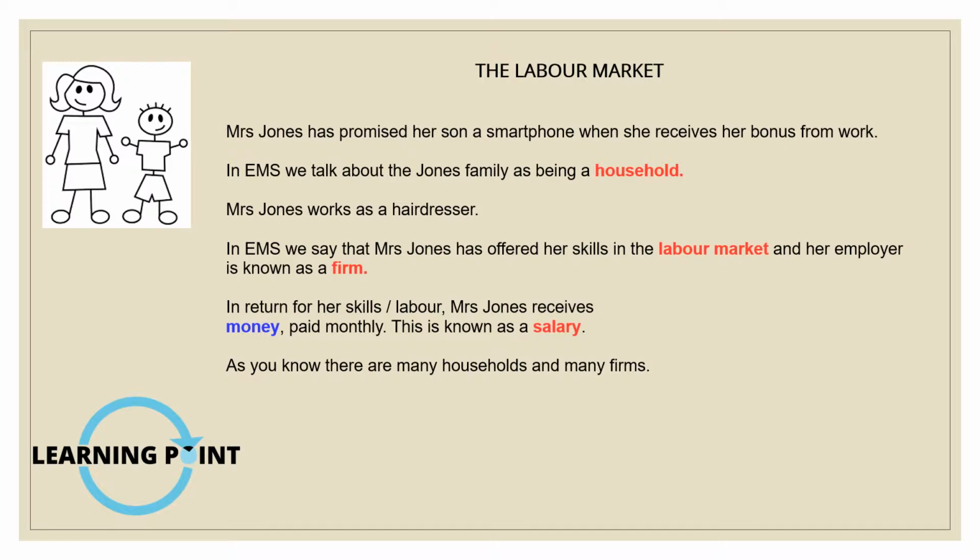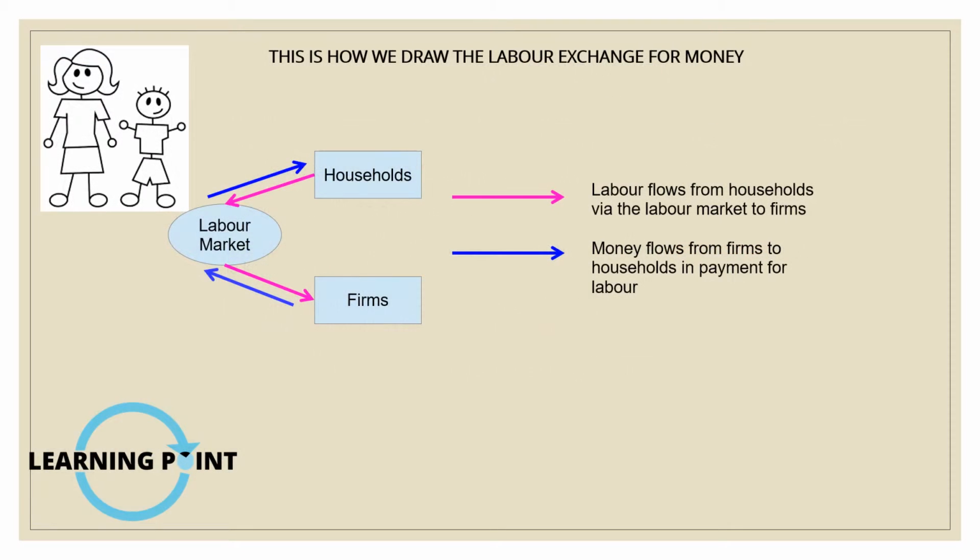Now, I want you to think about your own household. How are your parents related to the labor market? How do your parents receive a salary? And I want you to think of as many examples of firms and of skills that your parents can offer the labor market. Now, I want you to draw the following in your workbook. This is how we exchange labor for money. So pause this video and quickly copy this down, and then I will explain it.